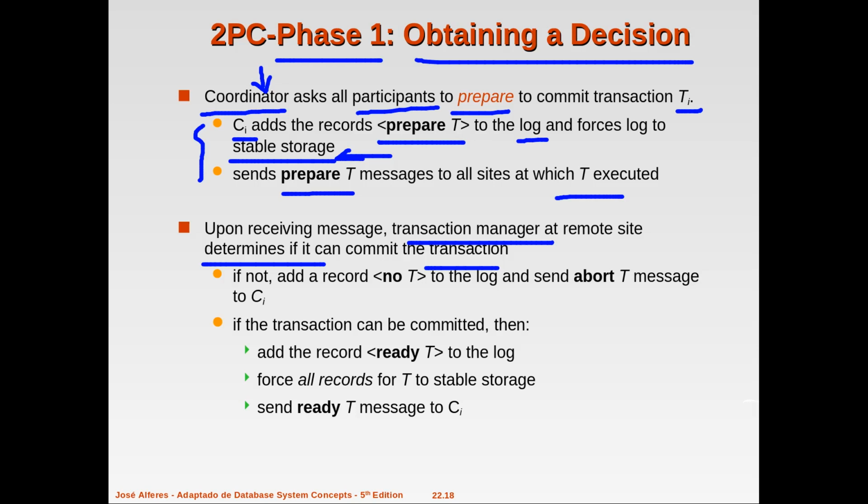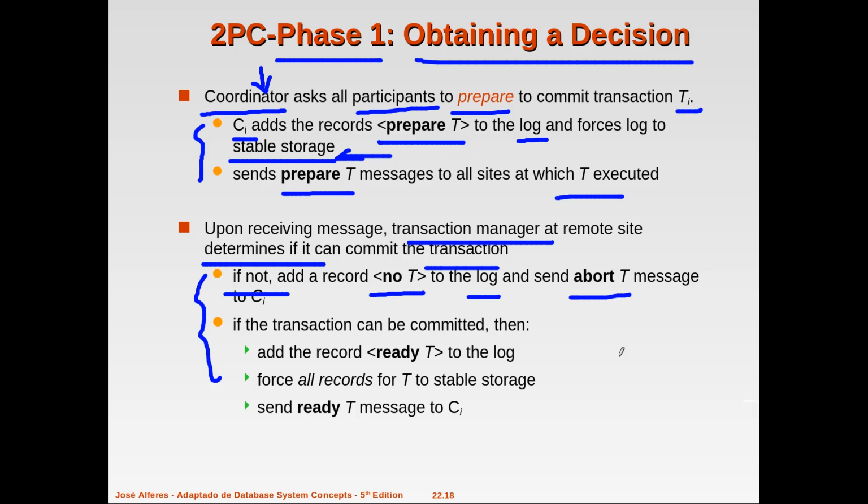So in that procedure, if it cannot be committed, that site will add a record no T. No T indicates it cannot be committed. Now it is not ready to commit. That is the meaning of that. It will add a record no T to the log of that site, and it will send an abort T message to the coordinator.